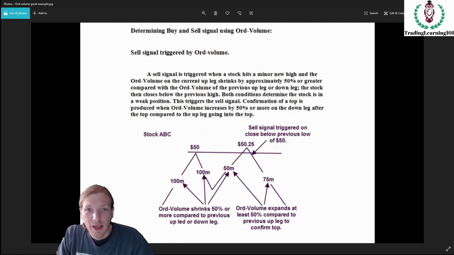Tim Ord does have a system that he charges for Ord volume, and then the Thinkorswim indicator guy who sells all of his indicators, I know you all know who I'm talking about, he also created an Ord volume ThinkScript for Thinkorswim and has it on his website selling it. But do you need to buy it?